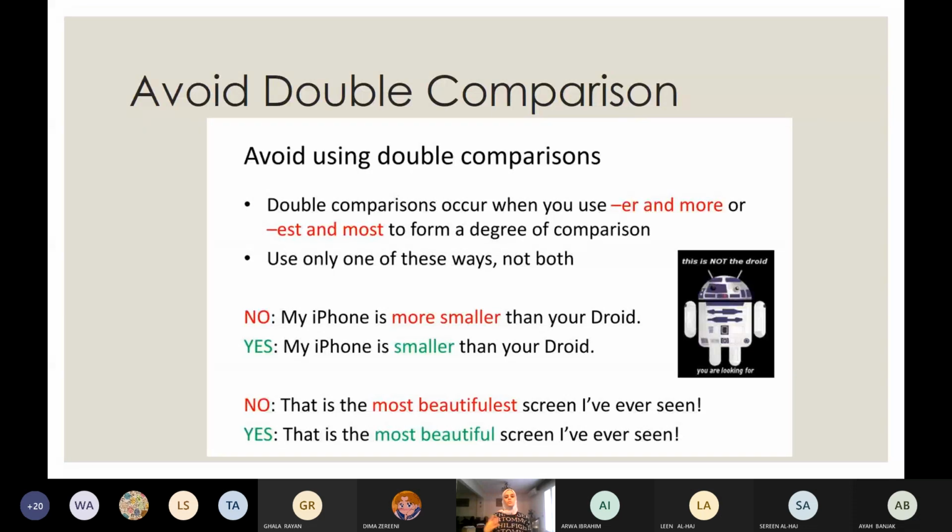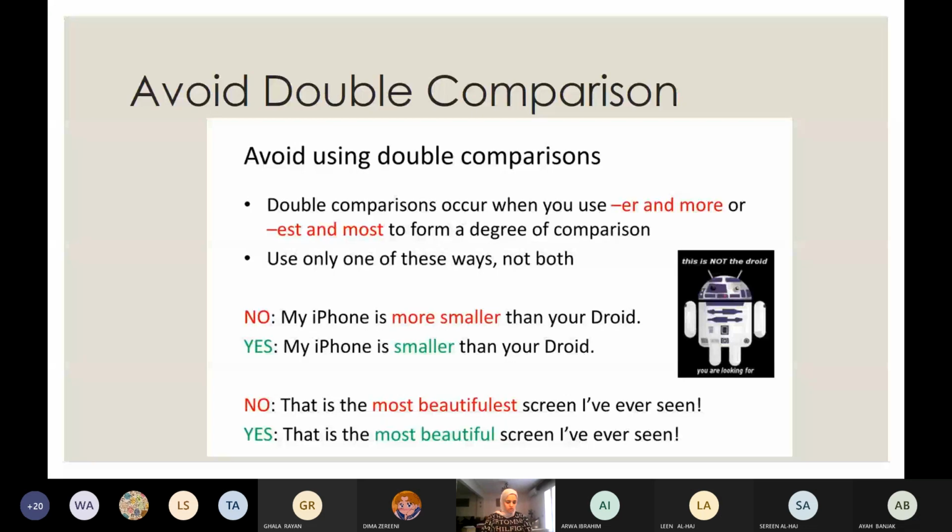So, my phone is more smaller than yours. I added more and I added smaller. This is wrong. My phone is smaller than yours. What if I said my brother is more smarter than you? No, it is only smarter than you. That is the most beautifulest? No, this is the most beautiful. Do not use double comparison. Do not add ER and more, and do not add EST and most. Okay, this is the lesson. Avoid double comparison.